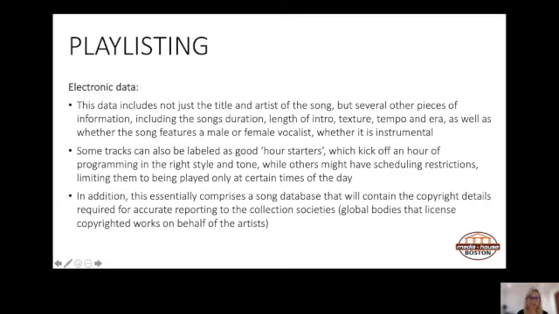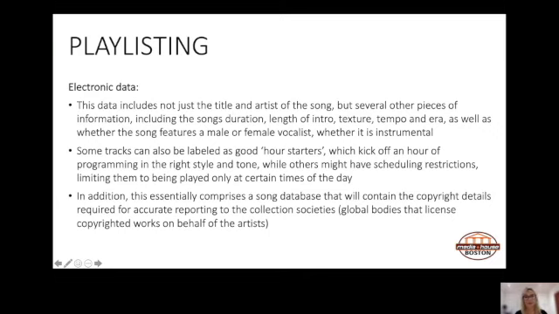Why is that important? Because we want to take into consideration which songs we play back to back. For instance, we don't want to play beautiful female vocalists who sing ballads back to back. We want to mix it up.